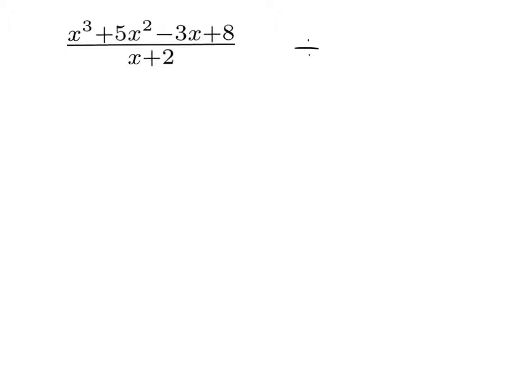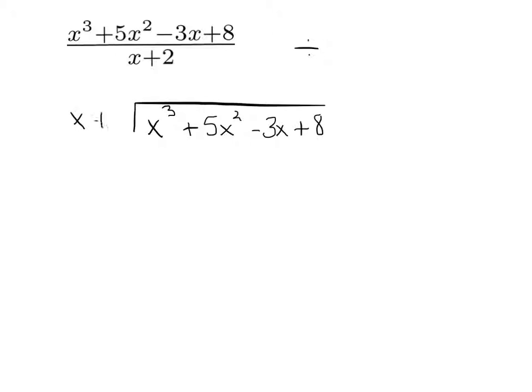The second thing you're going to look for is to make sure that everything is represented. So let's say that you have a 3, a 2, a 1, and a 0. If you didn't have one, you would need to put a placeholder there, so 0x squared if you didn't have one. And then you would write your division: x cubed plus 5x squared minus 3x plus 8, all of that divided by x plus 2.